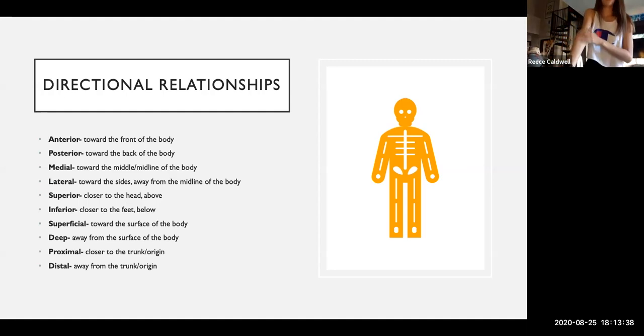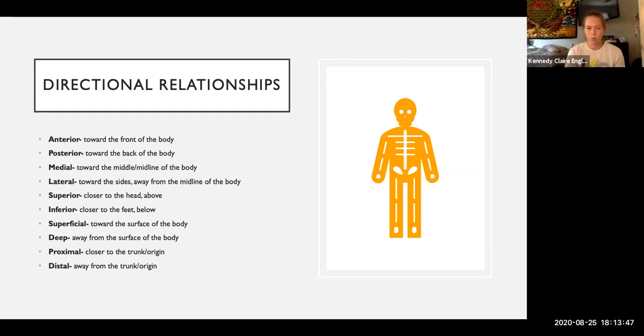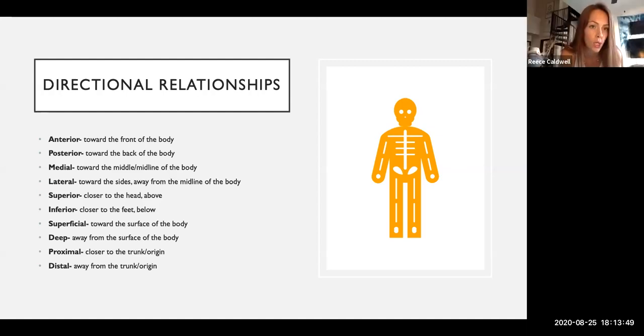Same with the bones in the arm. We have two bones in the lower arm. This is medial, this is lateral. So medial and lateral will show up a lot when we get into the skeletal system, so you're going to want to know those two, medial and lateral.